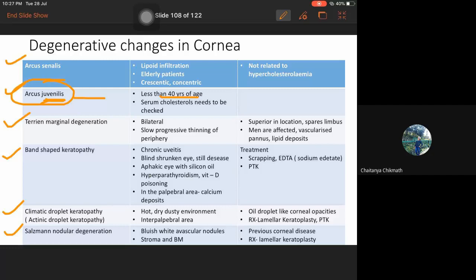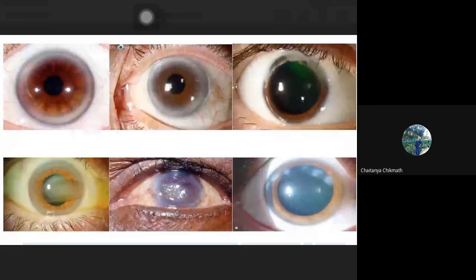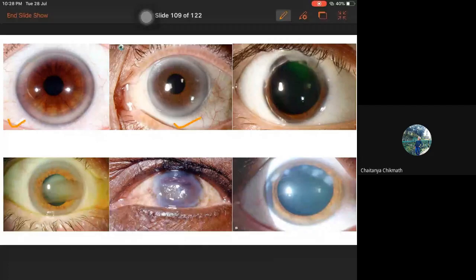How do you differentiate them? We'll go two at a time so that you can compare and remember. This is arcus senilis, and this is arcus juvenilis. If you look at the diagram, they have the same presentation, no change. Both are the same, no difference. The only thing is, if you ask the patient's age, it will be less than 40 years, and if you take the history or look at the patient, it will be more than 60 plus. And you will have these deposits here.